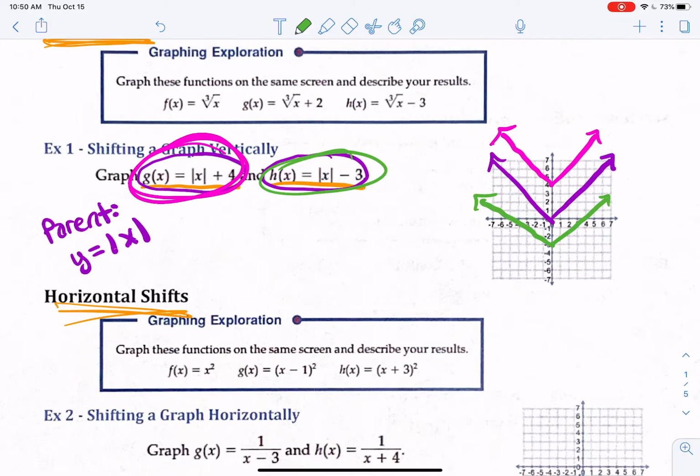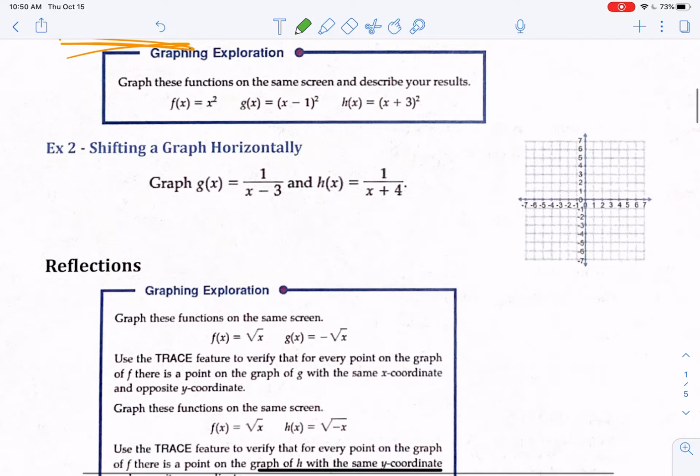If you want to graph them all on the same coordinate plane, you could use a dotted line and a solid line for one graph versus the other. Like, let's say we make this one a dotted line and this one a solid line. That's okay too, okay? Horizontal shifts. Let's talk about what each one of these is doing, okay?